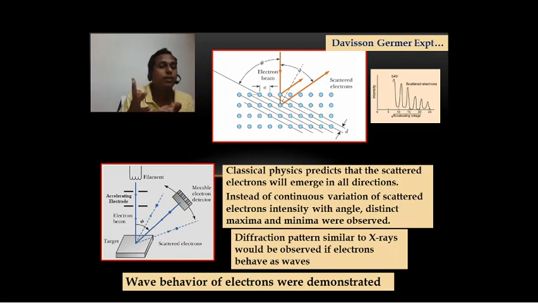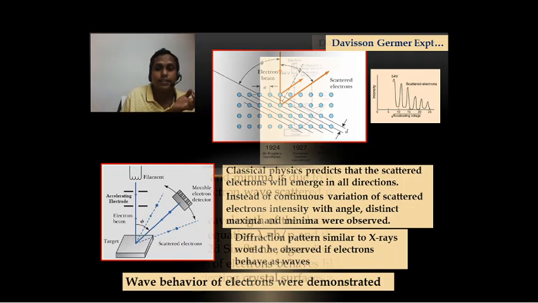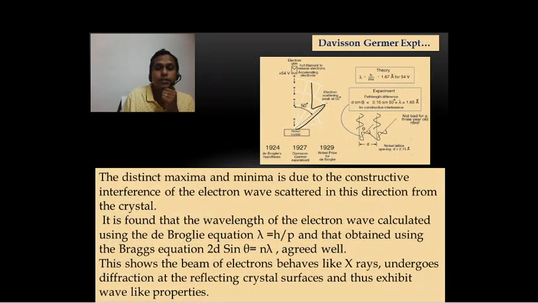Diffraction is a result of wave property, so the wave property is demonstrated. After scattering, there is a mobile detector. If we place the mobile detector at a particular angle, which is 50 degrees, and the accelerating voltage is 54 volts, please listen.